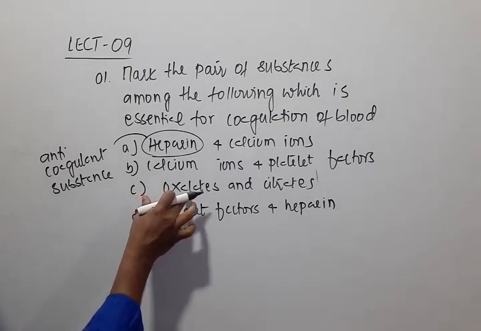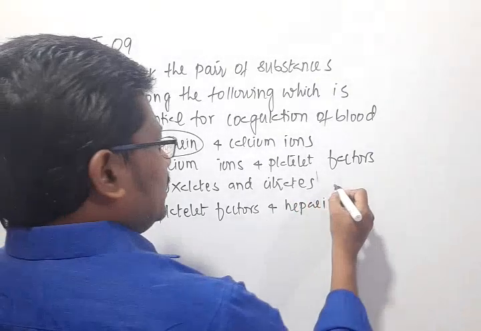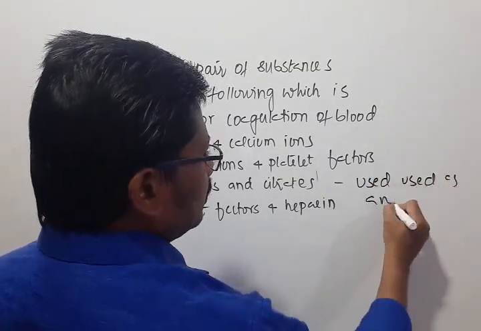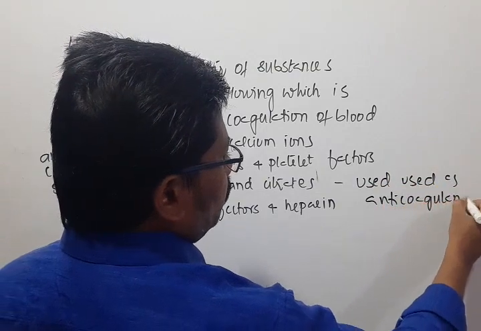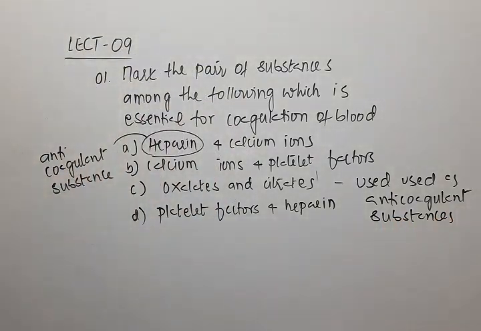Oxalates and citrates are also anticoagulant substances that are usually mixed with the blood to keep the blood in blood banks for a longer time. So they mix these substances into the blood, and usually we find their use in the blood banks.